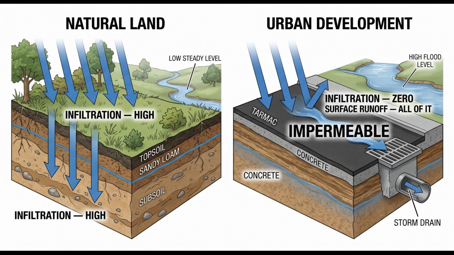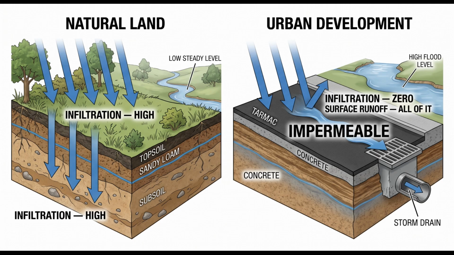Second, urbanization. When natural land is replaced with an urban environment, the key change is the introduction of impermeable surfaces. Look at the comparison on screen. Natural land allows rain to soak into the soil, high infiltration. The water moves slowly through the ground, arriving in rivers gradually and steadily over hours or days.